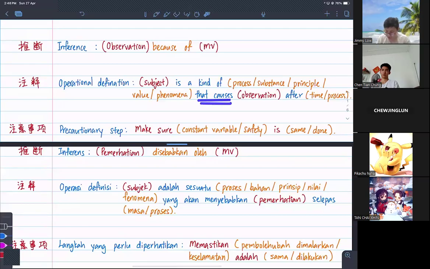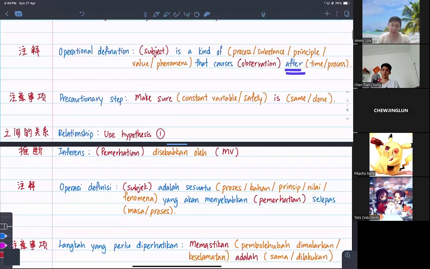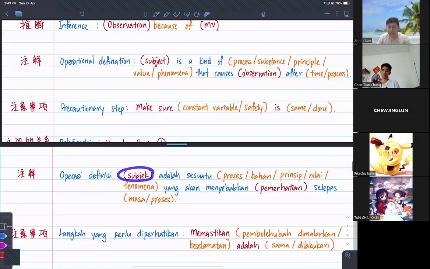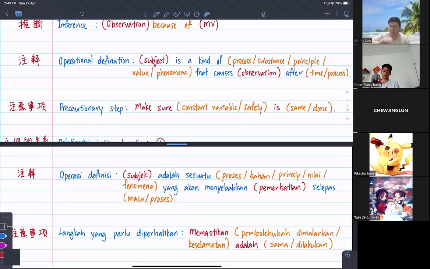That causes, what is your observation? That causes the solution become cloudy. After how many days? The how many days is given in the question lah. Bacteria adalah sesuatu mikroorganisma or bahan, up to you, yang akan menyebabkan larutan menjadi keruh selepas what you choose yourself. Somehow the question will say, what is subject? Somehow the question will say, state the operational definition for bacteria. Then bacteria is your subject lah.